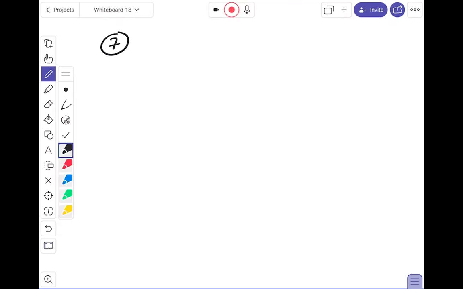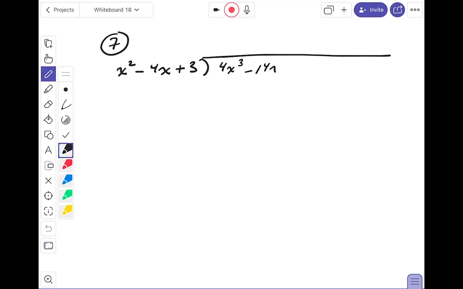And let's put that one down. Oh, another trinomial divisor. Write this down: x squared minus 4x plus 3, and it's being divided into 4x cubed minus 14x squared plus 2x minus 7.